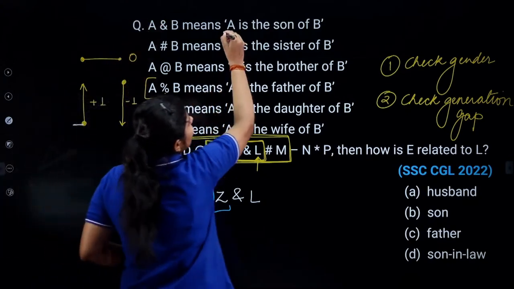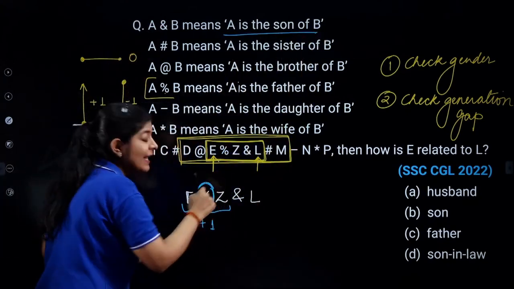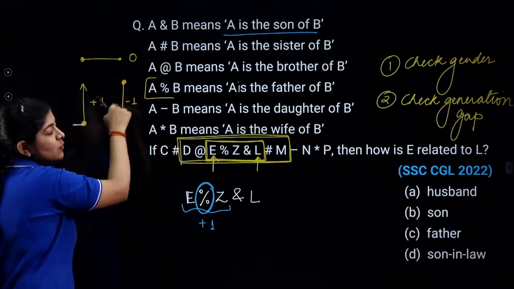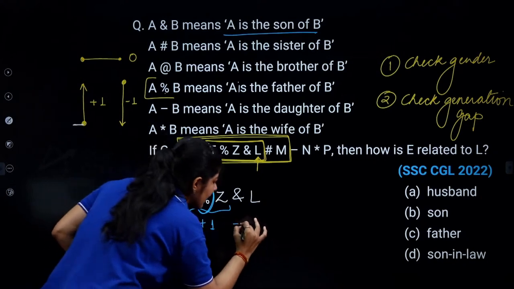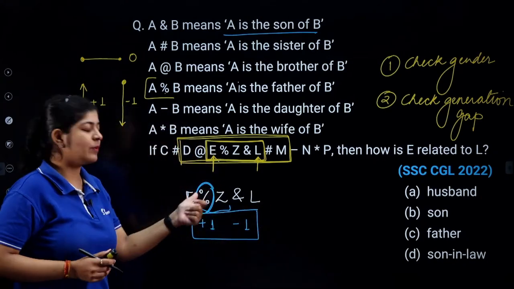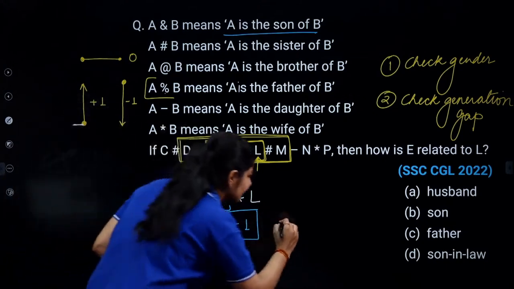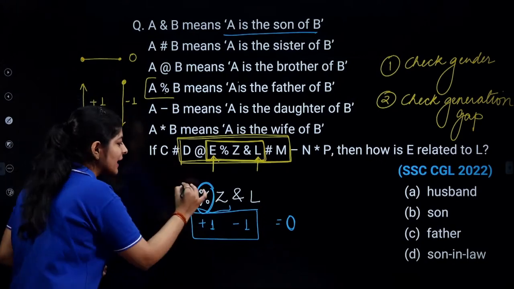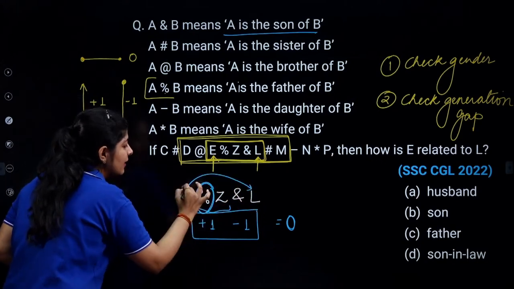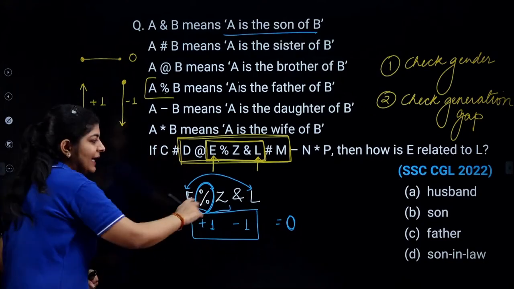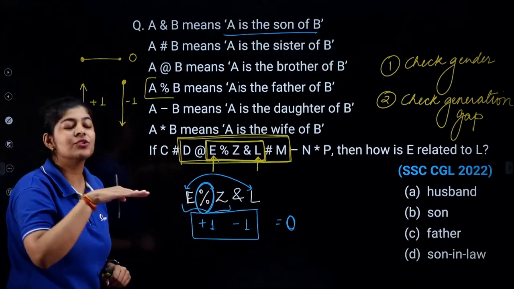Now, A is a son of B. That means Z is a son of B. That means what are we going to use? We are going to use -1. And when we add these two numbers, +1 and -1, what are we getting? We are getting 0. That means we can say that E and L lie on the same generation level.